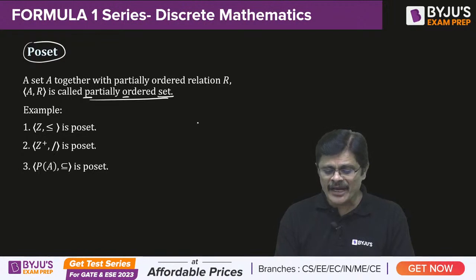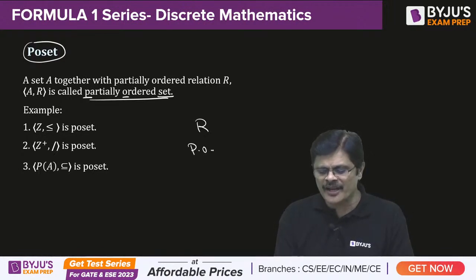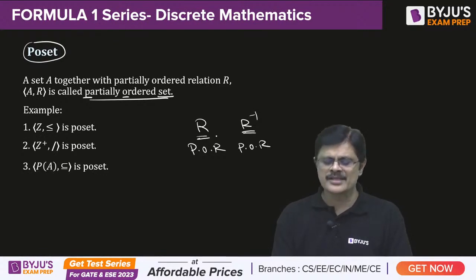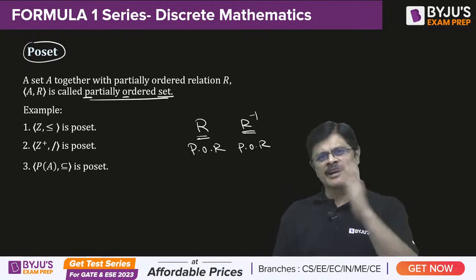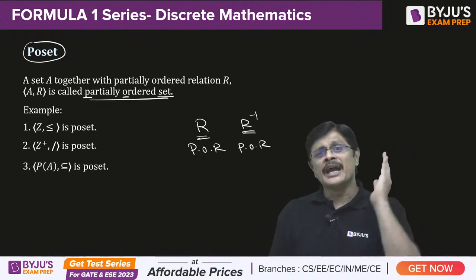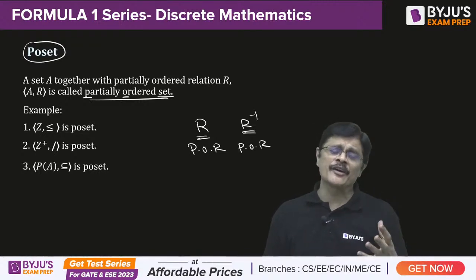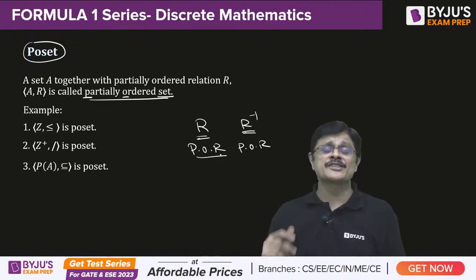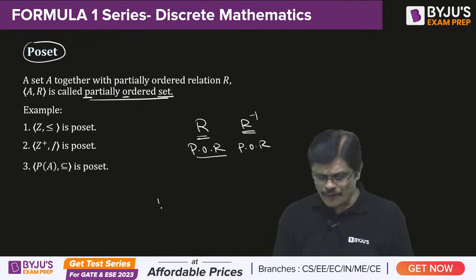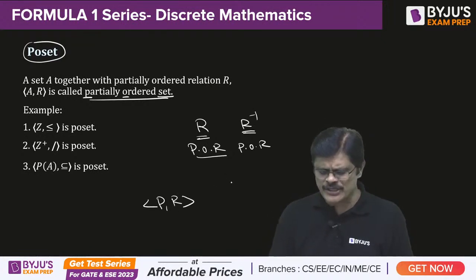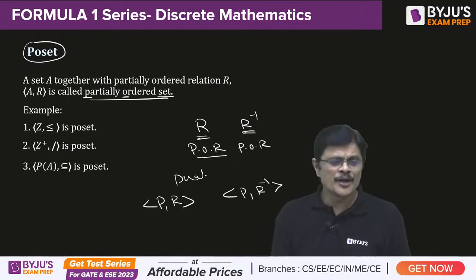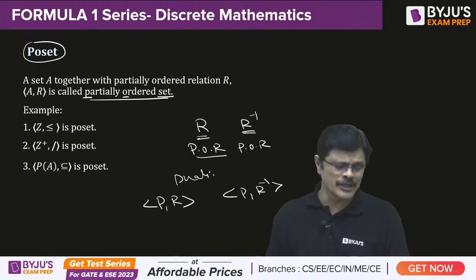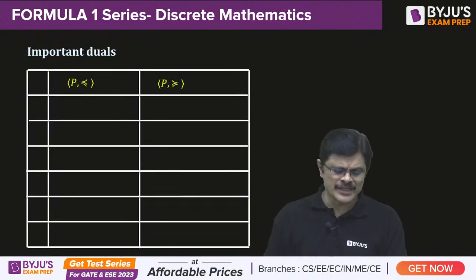And remember, whenever a relation is a partially ordering relation, its inverse is also a partially ordering relation. Because if a relation is reflexive, its inverse is reflexive; if the relation is antisymmetric, the inverse is antisymmetric; if the relation is transitive, its inverse is also transitive. Therefore, whenever a relation is partially ordering, the inverse is also partially ordering. So whenever P with a relation is a poset, P with its inverse is also a poset, and these are called duals of each other, my dear friends. And these are the most important duals.